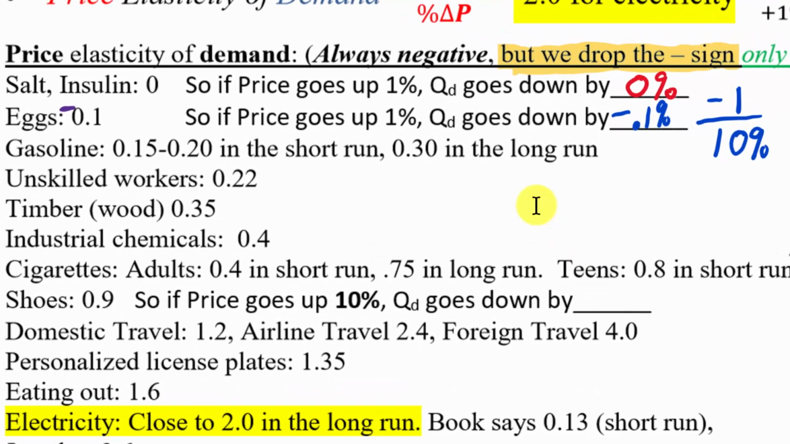How about gasoline? So gasoline here is inelastic in the short run. This means right after the price of gas goes up or down, how much do people react? How much do they respond with how much they buy? Very inelastic, 0.15 to 0.20 in the short run, immediately after the price change. However, if you give people 6 months or a year to adjust to this price change, the elasticity goes up considerably, but it's still inelastic.